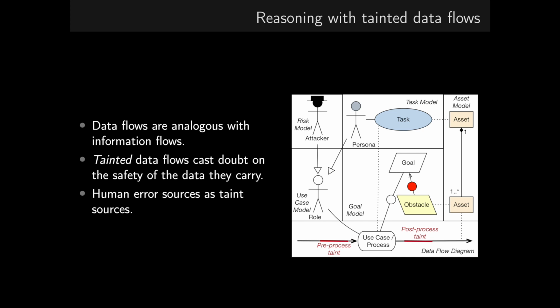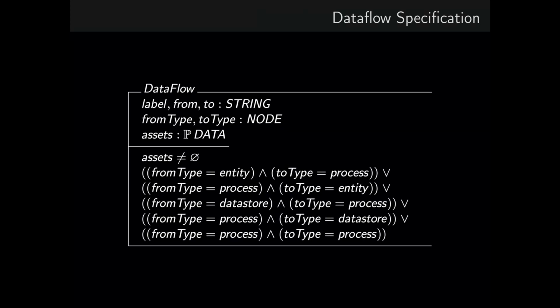Now, taint flow analysis is a well-established technique in computer security, and there's also been previous work looking at how this might work for DFDs too, but that requires changes to DFD semantics. Our paper presents an approach where human error sources act as taint sources before and after any data flow processing takes place. Although DFDs are graphs, a DFD is also a set of data flow types, where a data flow object is composed of a label, names and types of nodes where data flows from and to, and although invisible in diagrams, also a set of data items carried by the data flow itself.